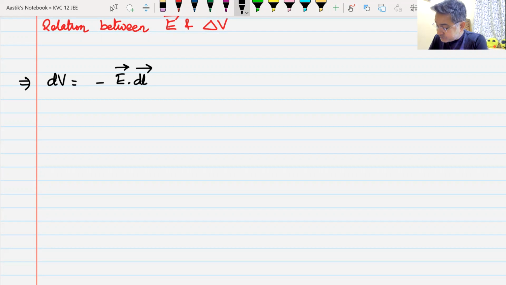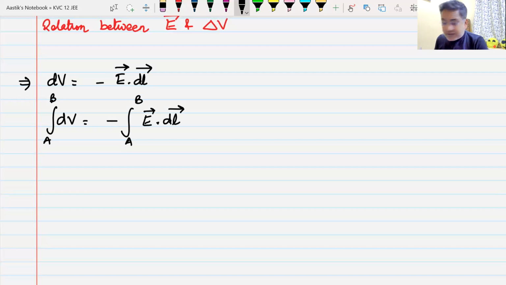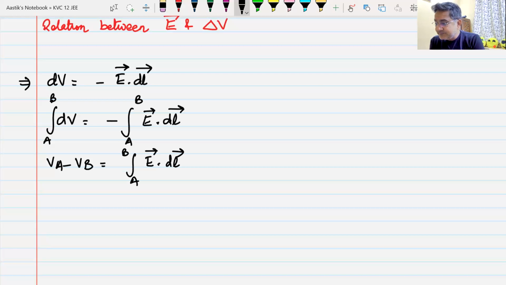Or I can write the integral of dV will be equal to negative integral of E dot dl. If I do the integration from A to B, on the left hand side I have VB minus VA, and on the right hand side I have a negative. So I can write VA minus VB, and I can take the negative sign out, is integral of E dot dl from A to B. Do we understand how I've written this? Yes or no?